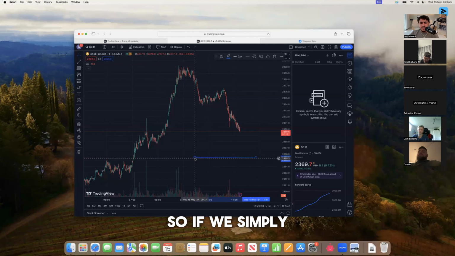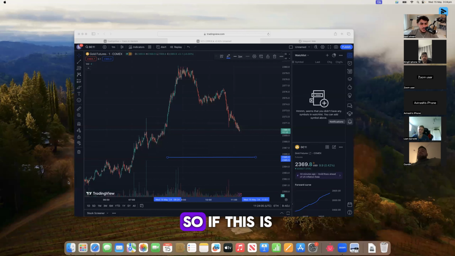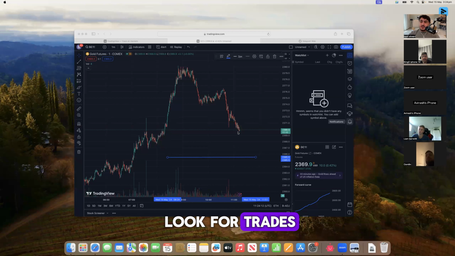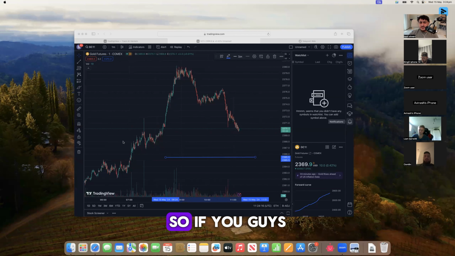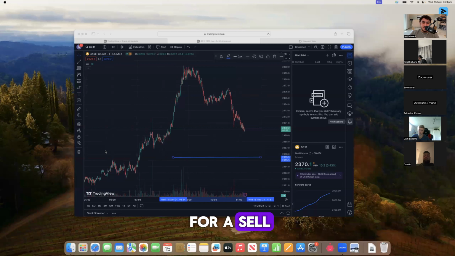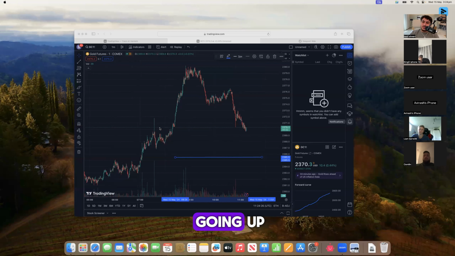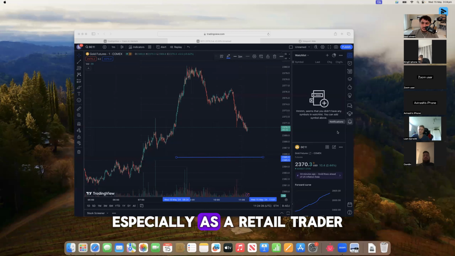So if we simply look at this chart, perfect. So if this is an upwards trend and this is a downwards trend, we're going to simply look for trades relating to whether or not the markets are going up and down. So if you guys can see clearly here, it's a downwards trend. So what we're going to look for is a downwards trade. So we're going to look for a sell. And if the market was going up here, we're going to look for a buy, because the markets are going up. Don't go against the markets, guys, especially as a retail trader.